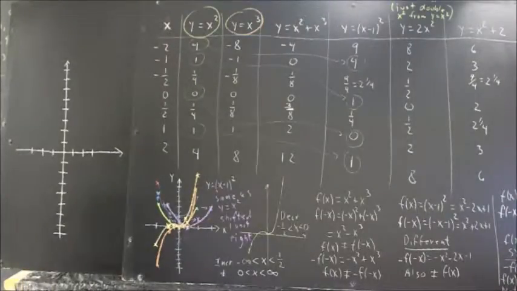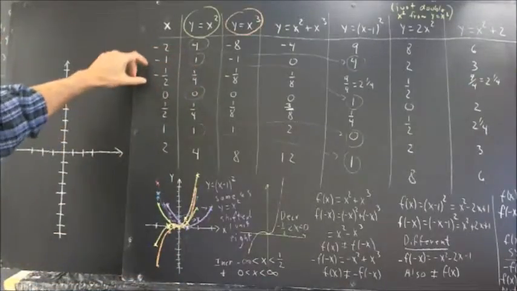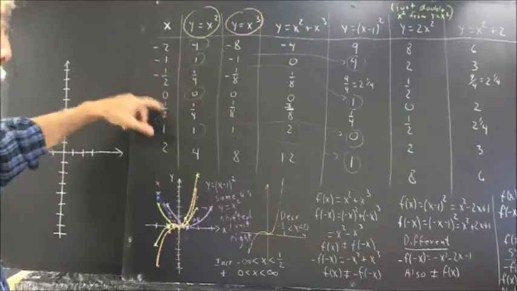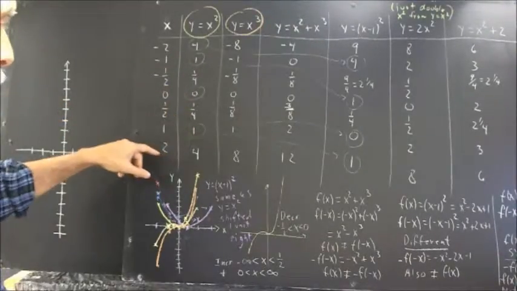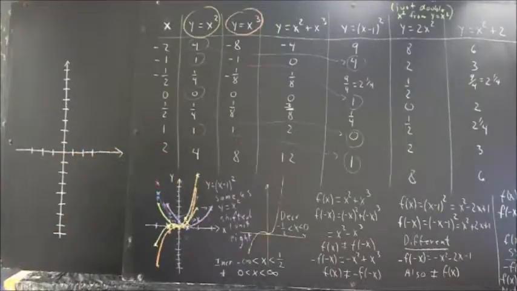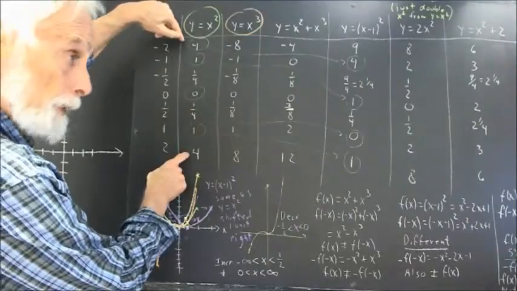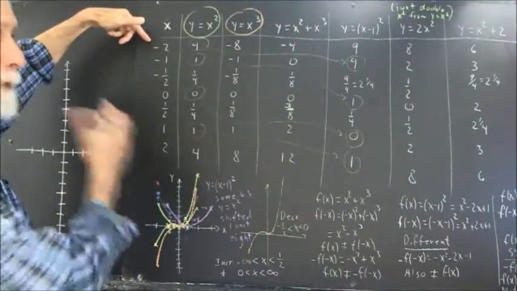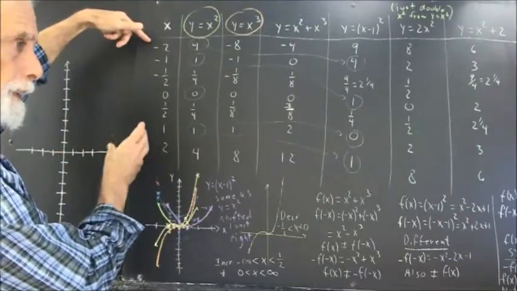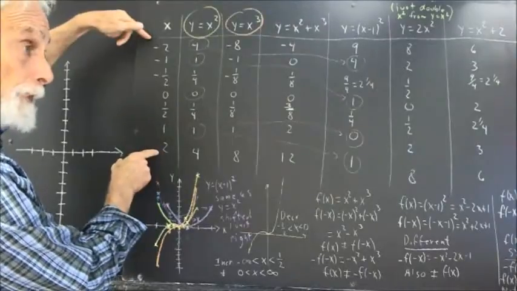Well, we substitute the x value, and we get what? -2 squared is 4, -1 squared is 1, -1/2 squared is 1/4, 0 squared is 0, 1/2 squared is 1/4, 1 squared is 1, 2 squared is 4. And of course we note that 2 and -2 have the same square, because when you square a negative, you get a negative times a negative, which is a positive. So the square of -2 will be the same as the square of 2.